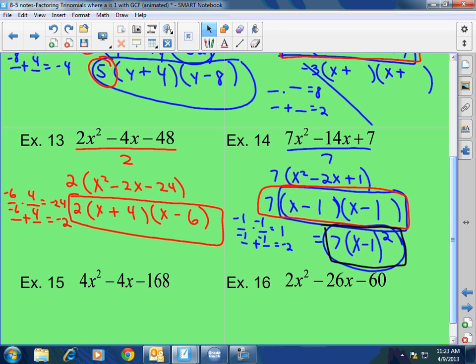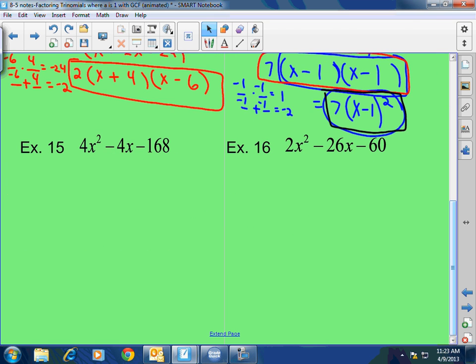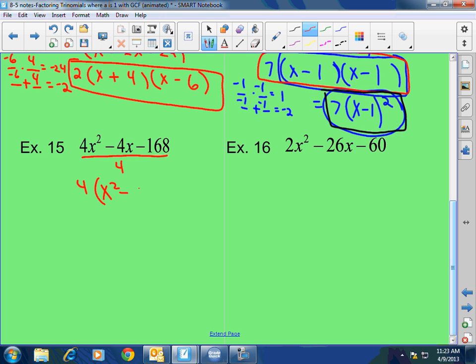Okay. Next. Okay. Next, what can I factor out of here, if anything? 4. That's exactly right. I'm going to factor out a 4. So I'm going to get x squared minus x minus 42. Now my setup. X plus and x minus. All right, wow, he already has it. He went x plus 6, x minus 7. He's starting to get this.